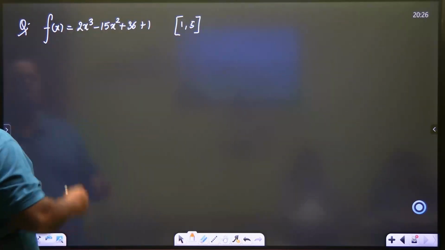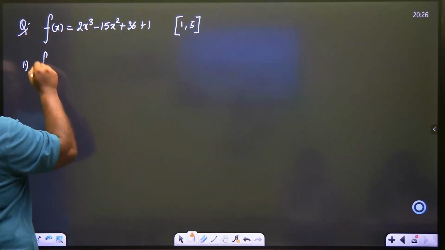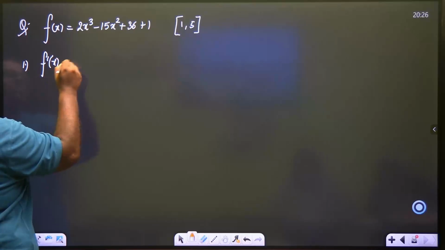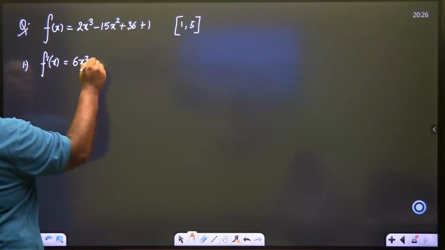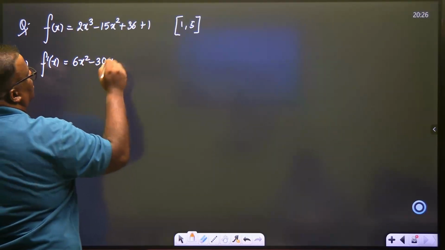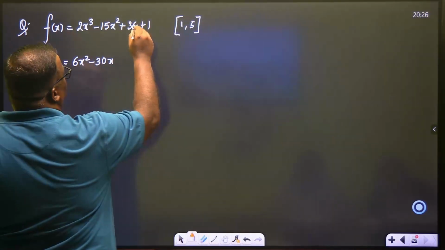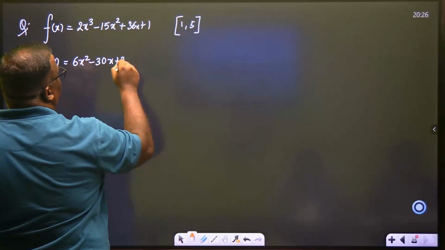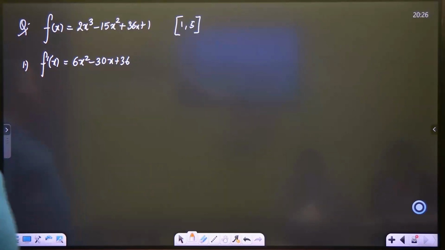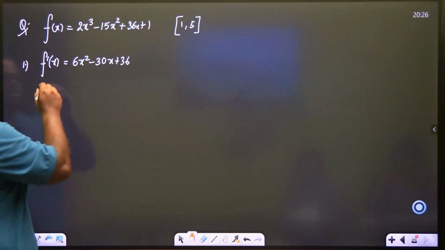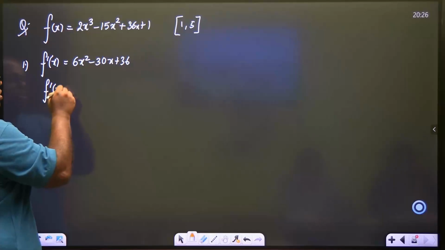What are our steps? Step number 1, we'll find f dash x. What is f dash x? 6x square minus 30x plus 36. Sorry, I missed out the x. This is f dash x. Clear? Then what do we do? Step number 2, we take f dash x equal to 0.